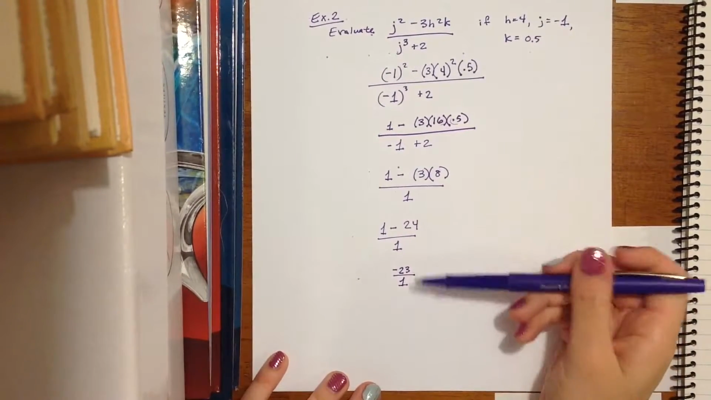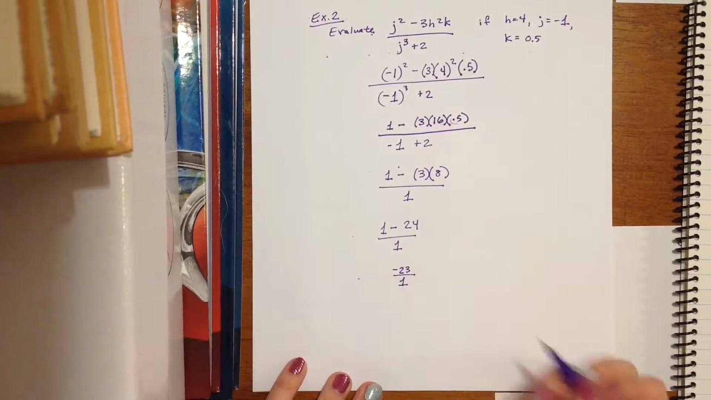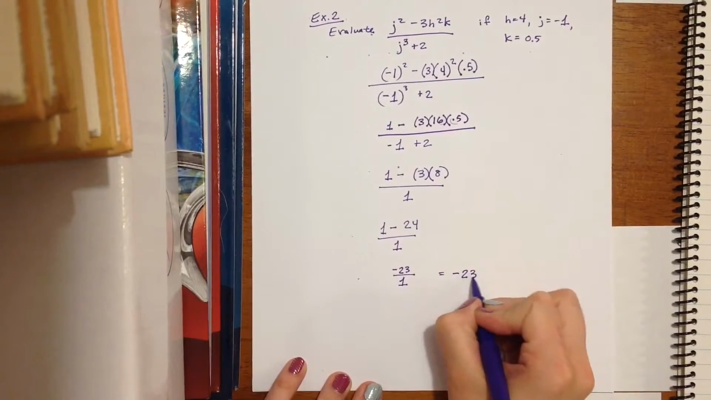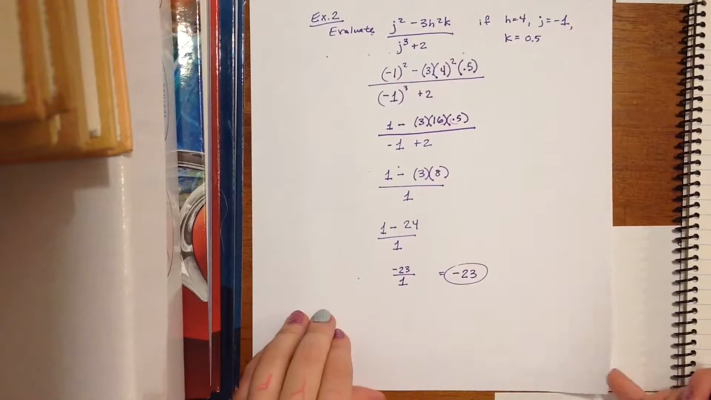Now that I have finally completely simplified the numerator and the denominator, I can finally work with them together. And when I work with them together, I see that I'm just dividing by 1, so my final answer is -23. There we go.